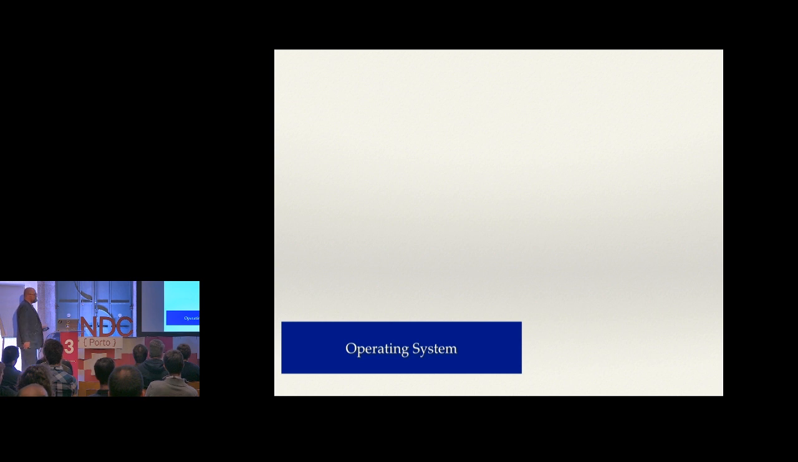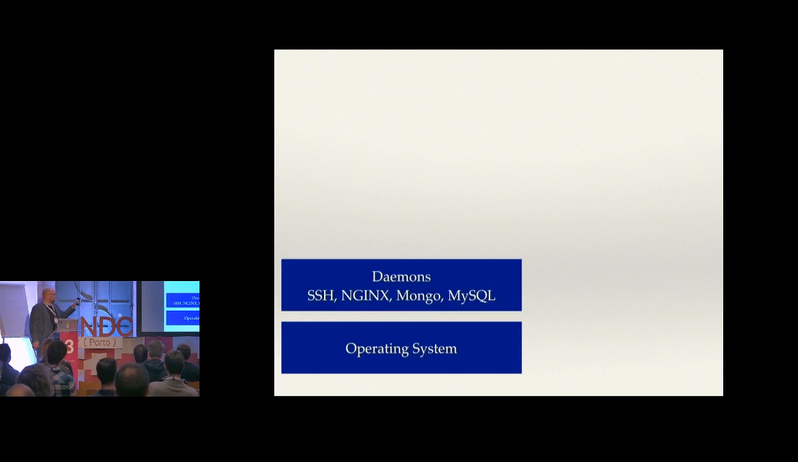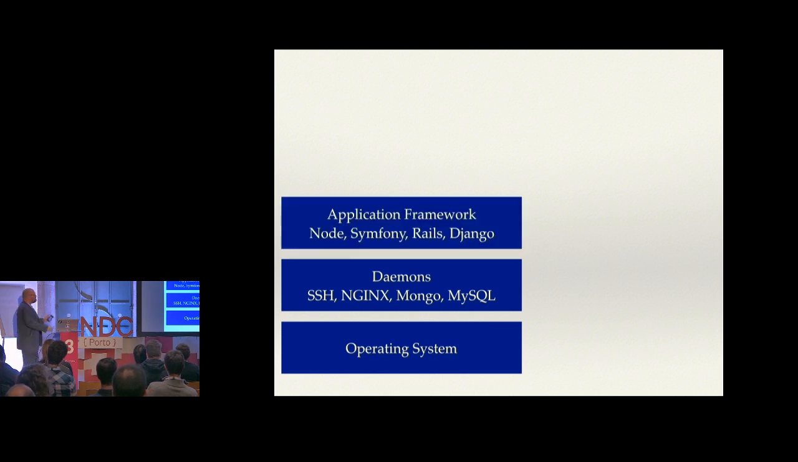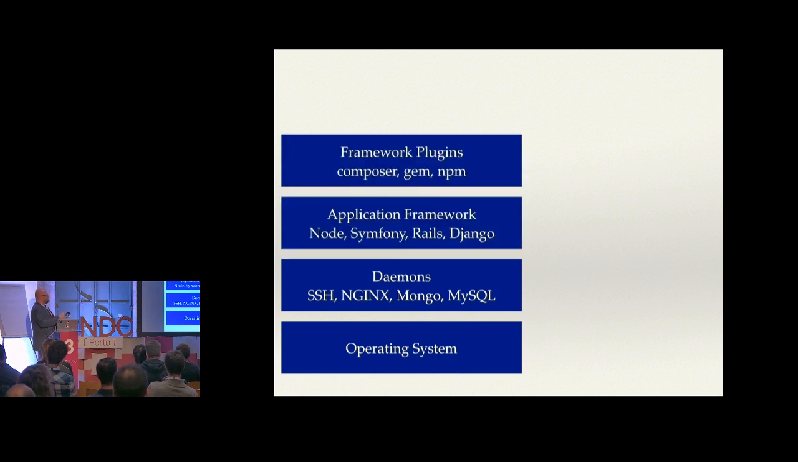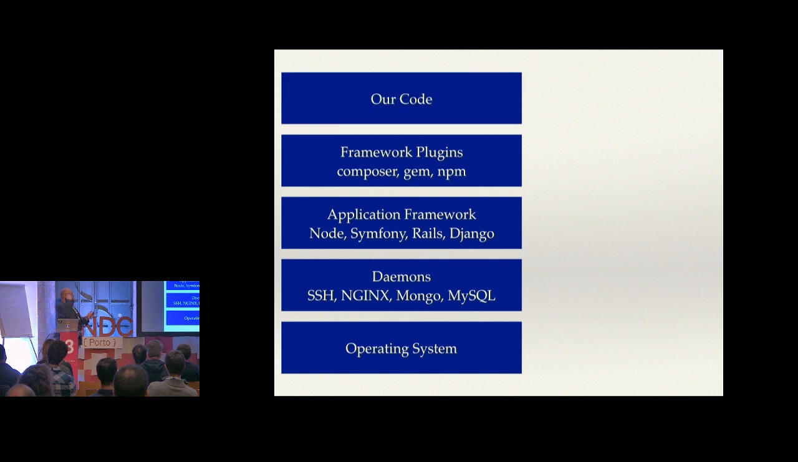So for each machine that you have on your network, you have an operating system. You have daemons that run on it: SSH, Nginx, Mongo, MySQL. You have frameworks that run on top of it. And then you have plugins. And then finally, you have your code, right?